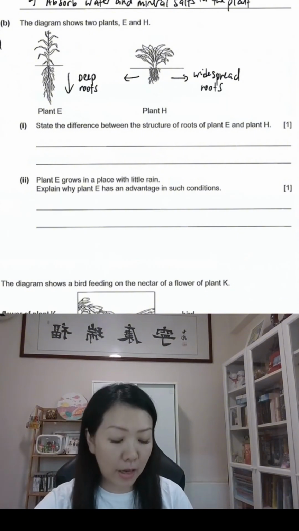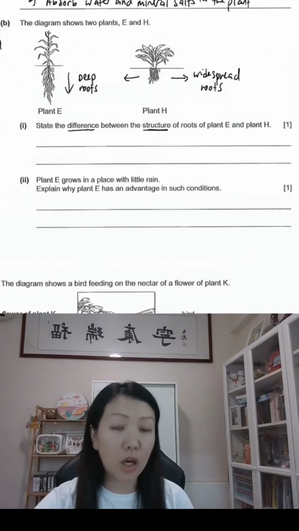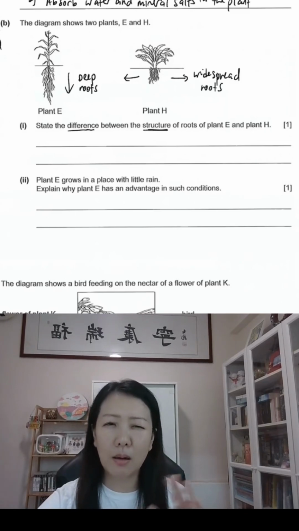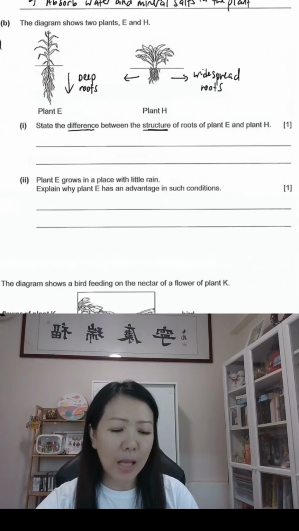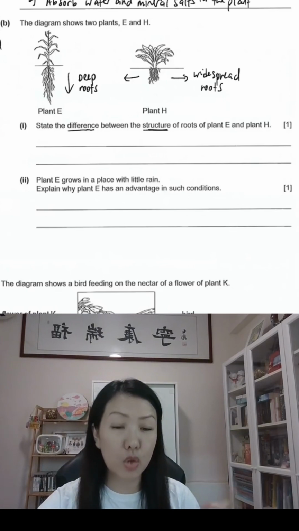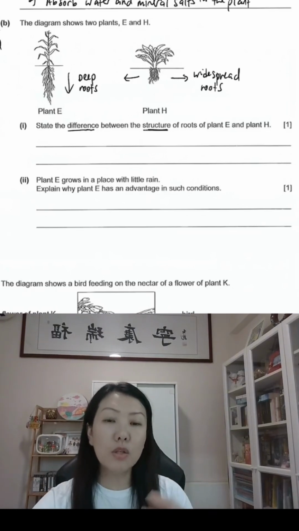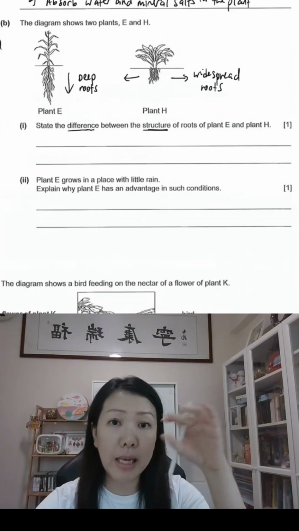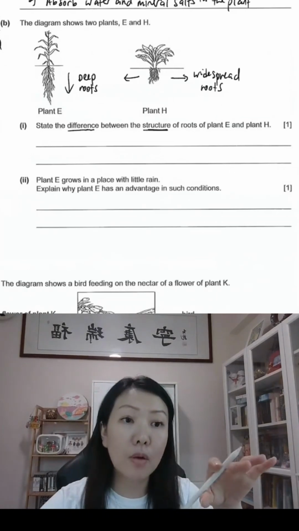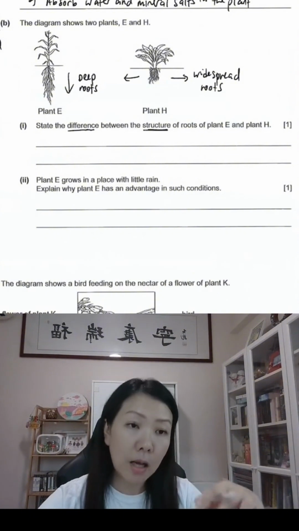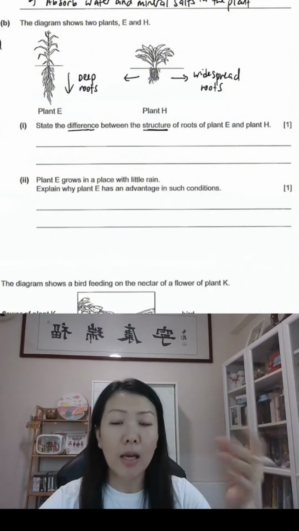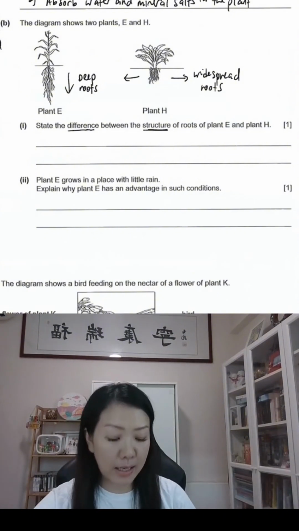So they ask you the difference between the structure of the roots. This is the part a lot of children got caught on. They were very unsure what to write because of the word structure. Difference, no problem. Once you observe the diagram, you will be able to see the difference. It's not the amount of water for this question, but yes, the amount of water they take in will be different. But they ask you what's the difference, so you have to say that.